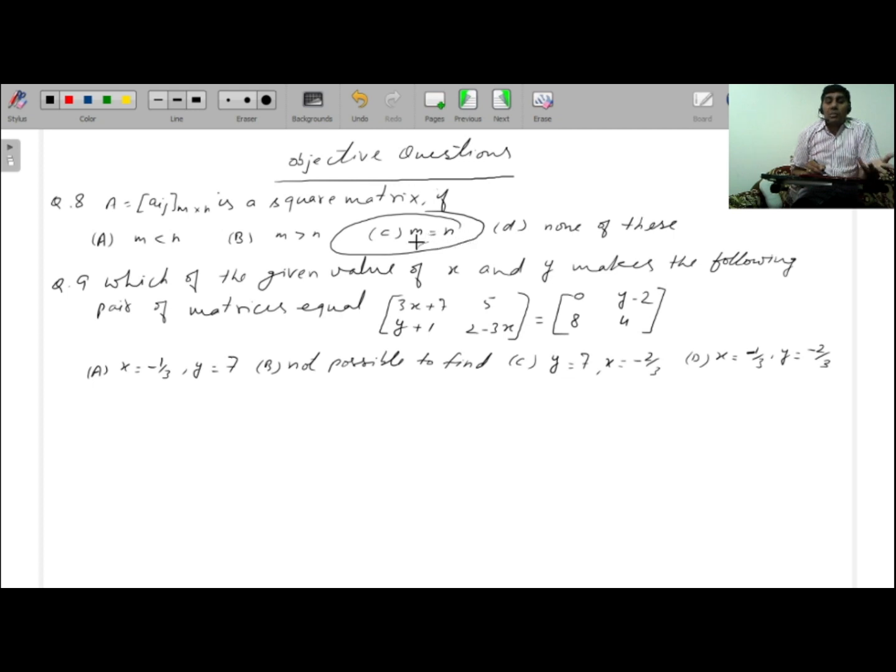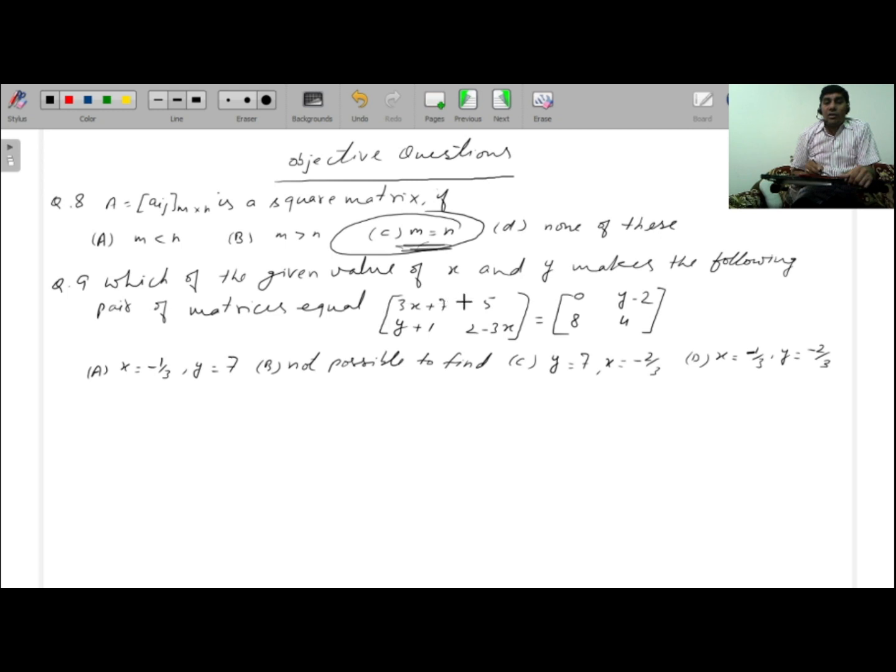By the definition of the square matrix, we know a matrix is said to be a square matrix if number of rows is equal to number of columns. So matrix aij of order m into n is a square matrix, then it must be m is equal to n. Now question number 9.